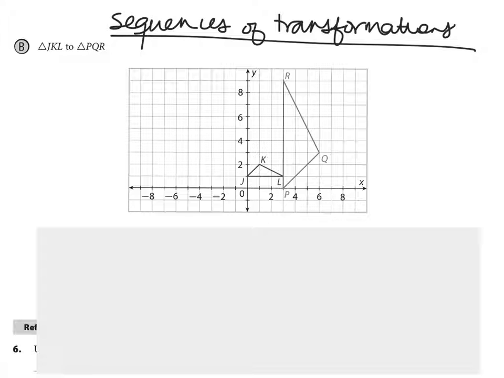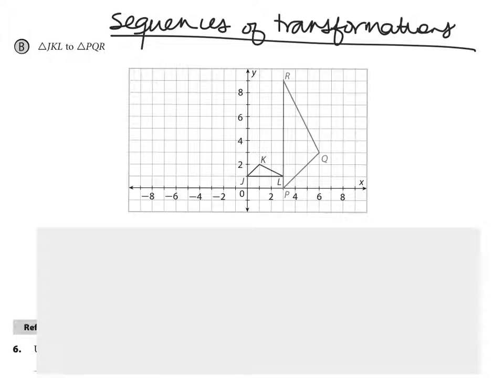Okay, the last skill for today, and this is one I think you're probably going to want to work on for a little while in class tomorrow, but we can talk about that, is sequences of transformations. So we're talking about how to map this pre-image, JKL, onto the triangle that they've given us, PQR. So we know which vertices are supposed to correspond to one another, and we have all of the transformations at our disposal.